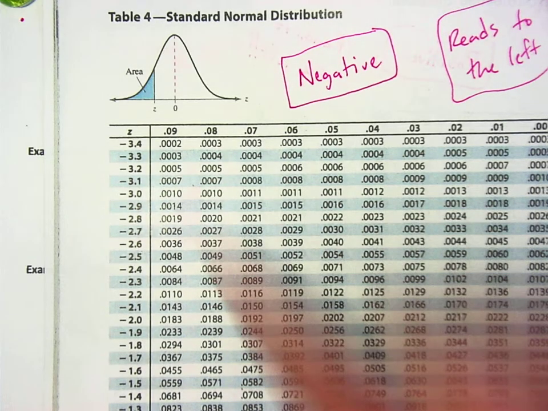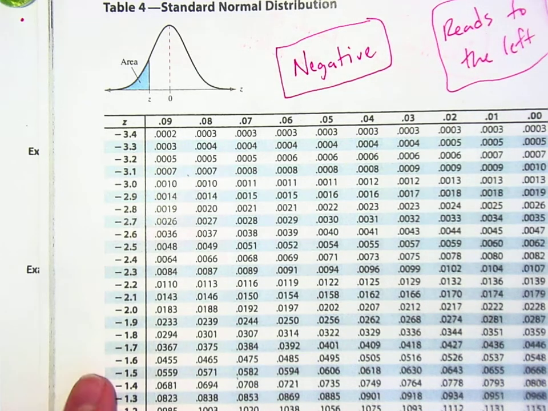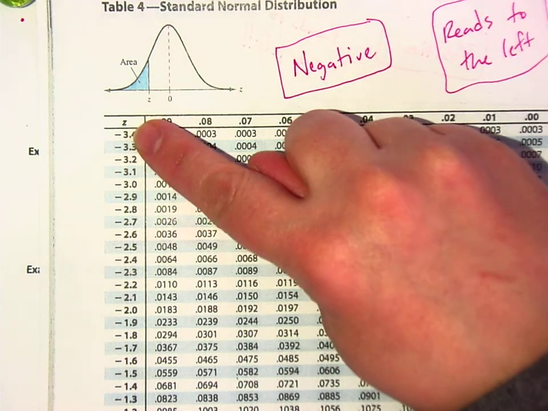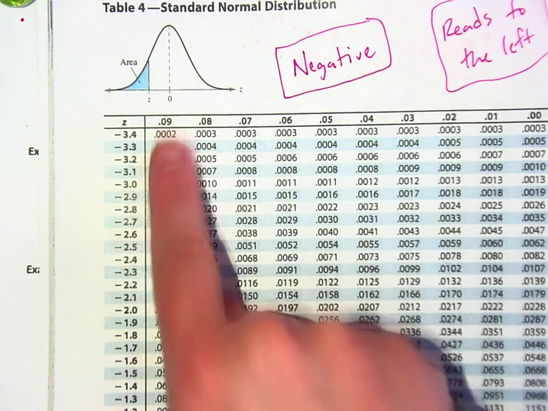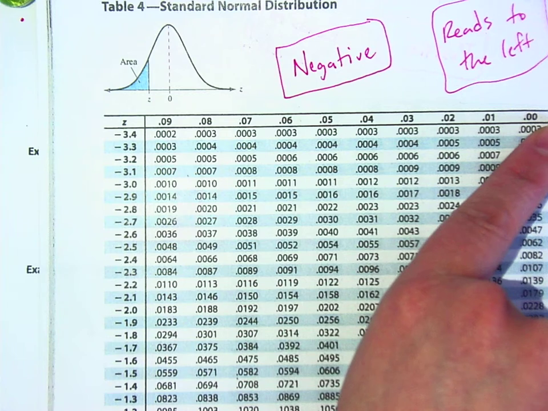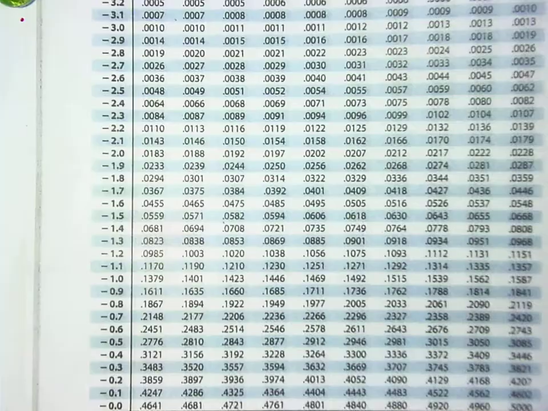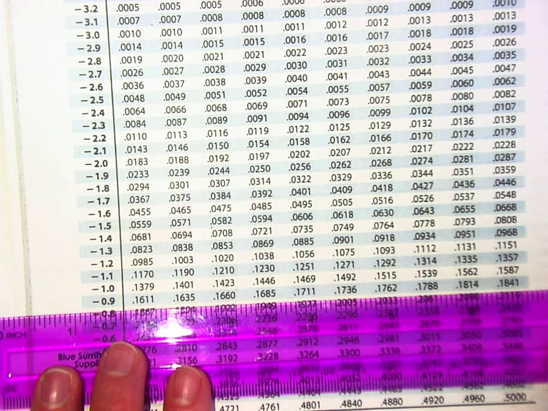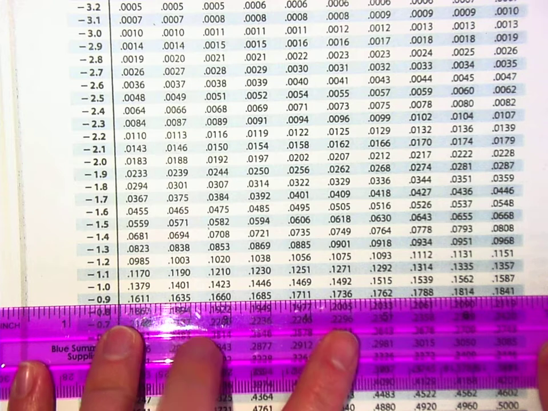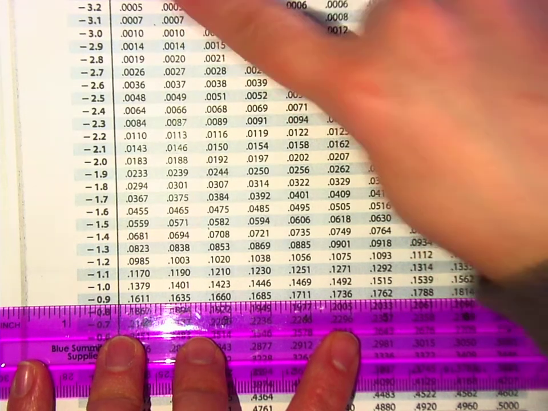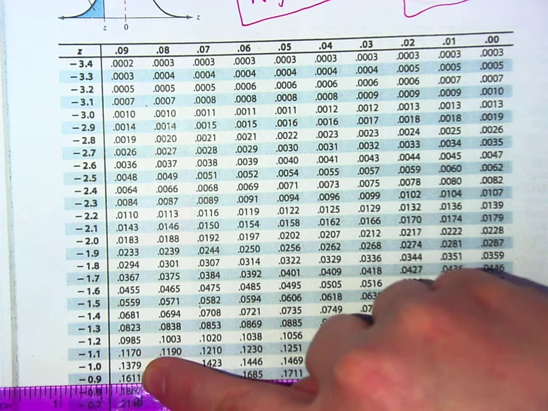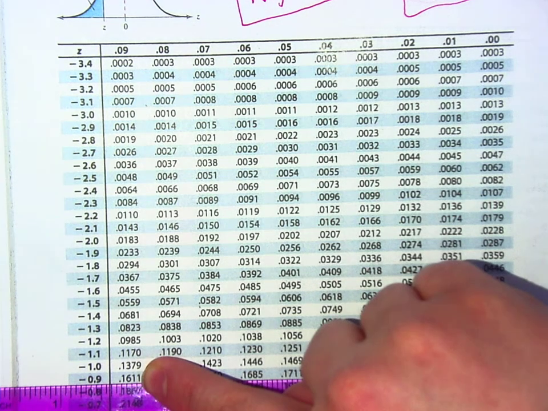It's not hard to do these rows. The rows are pretty easy to look at, or the columns are pretty easy to look at. I think the rows are a little hard to get. So this side is the ones place and the 10th place, and this is the 100th place across here. So if you're looking up -0.99, you're going to go down to -0.9. Put down your ruler so you know what you're looking at. They also alternated the colors to make it a little easier. And then you're going to go up to the top. So this is -0.9, and here's that 100th place 9. And see where they line up? That is 0.1611.